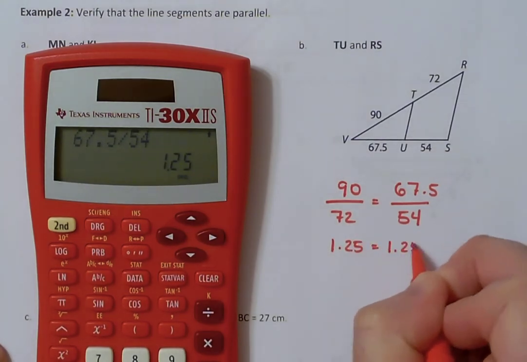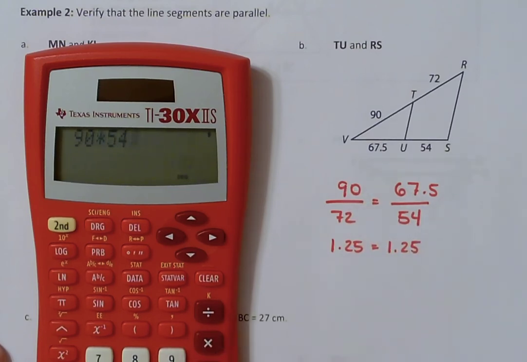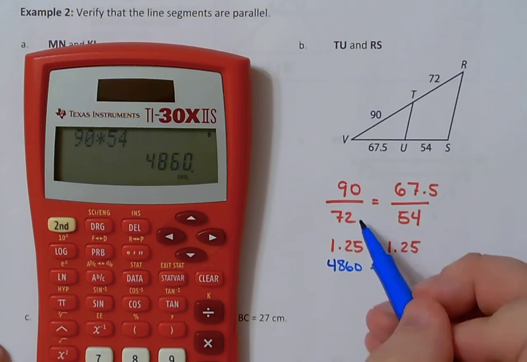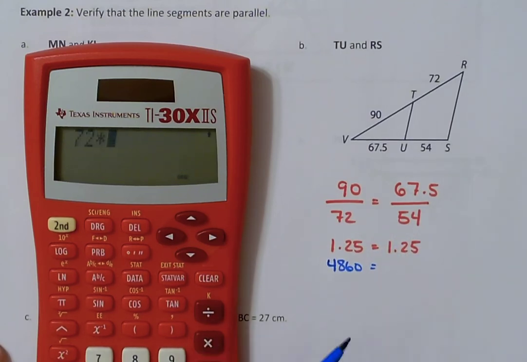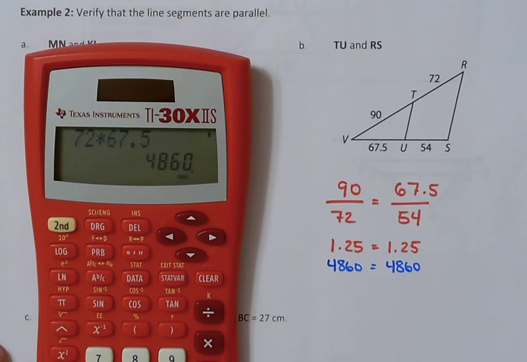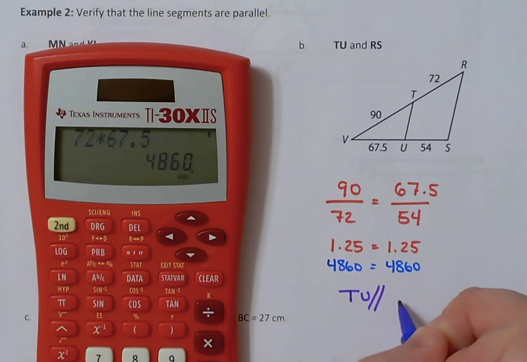Or you could cross multiply: 90 times 54 gives 4,860, and 72 times 67.5 gives 4,860. Because I get the same number, whether I divided or cross multiplied, that means these two sides are proportional. So that means that TU is parallel to RS.